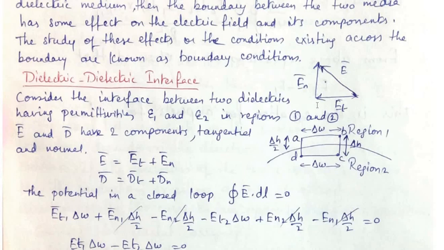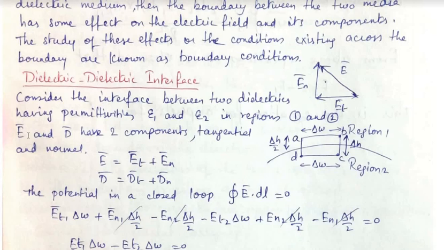So here we'll consider the two components of electric field. One is the normal component, second one is the tangential component. As both are dielectrics, both of them will be having permittivities. So we'll consider the permittivity of the first dielectric as epsilon 1, and the permittivity of the second dielectric is epsilon 2.